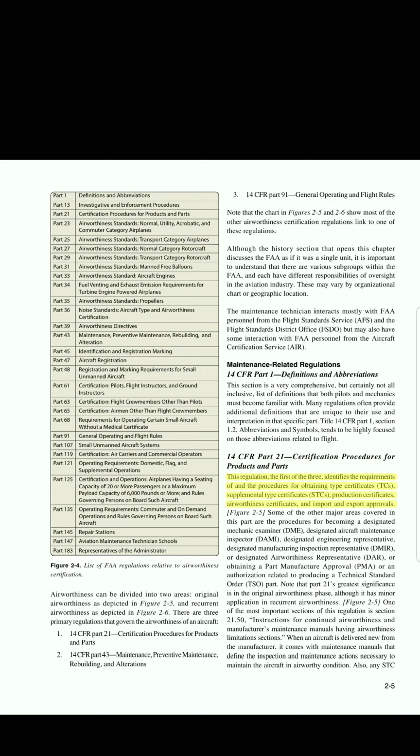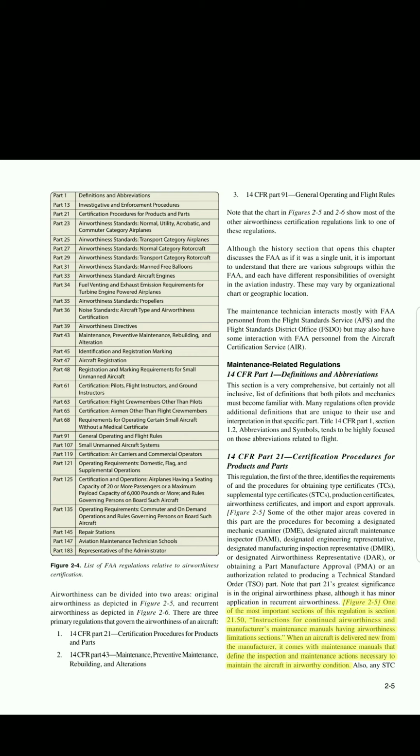14 CFR Part 21, Certification Procedures for Products and Parts. This regulation, the first of the three, identifies the requirements of and the procedures for obtaining Type Certificates, TCs, Supplemental Type Certificates, STCs, Production Certificates, Airworthiness Certificates, and Import and Export Approvals. Figure 2-5. Some of the other major areas covered in this part are the procedures for becoming a Designated Mechanic Examiner, DME, Designated Aircraft Maintenance Inspector, DAMI, Designated Engineering Representative, DER, Designated Manufacturing Inspection Representative, DMIR, or Designated Airworthiness Representative, DAR, or obtaining a Parts Manufacturer Approval, PMA, or an authorization related to producing a Technical Standard Order, TSO, part. Note that Part 21's greatest significance is in the original airworthiness phase, although it has minor application in recurrent airworthiness. Figure 2-5.